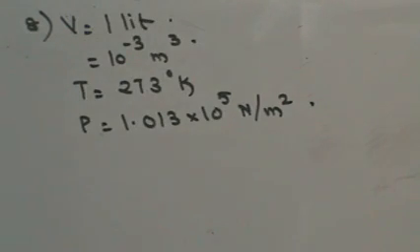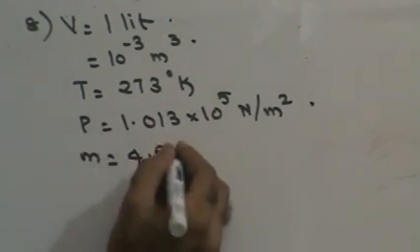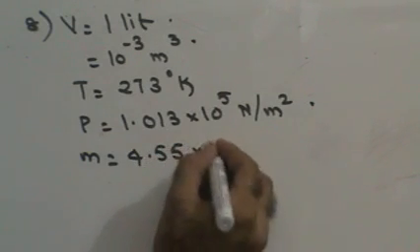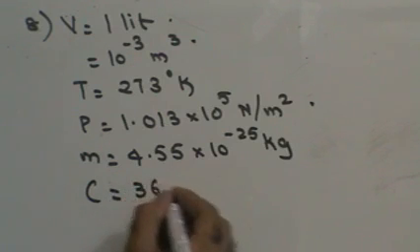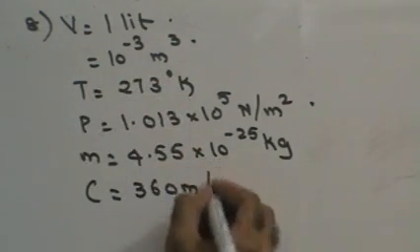Since they give you NTP, this is your normal temperature, normal pressure. So calculate the number of molecules in 1 liter of gas at NTP if the mass of each molecule is 4.55 into 10 raised to minus 25 kgs, and the RMS velocity at NTP is 360 meters per second.